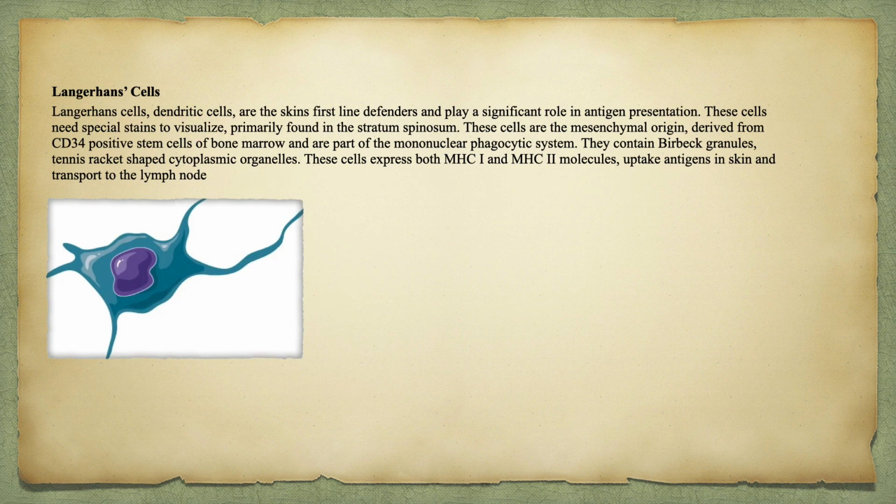Langerhans cells. Langerhans cells are dendritic cells and are the skin's first line defenders and play a significant role in antigen presentation. These cells need special stains to visualize and are primarily found in the stratum spinosum.